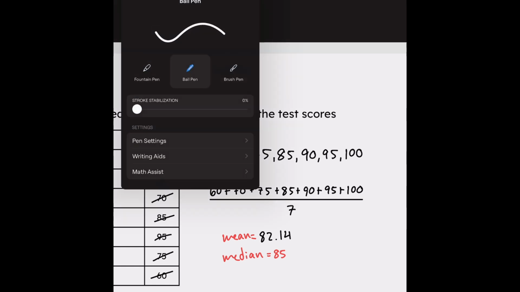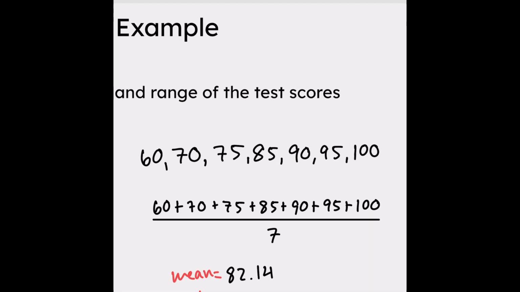And lastly, the range, which remember, is the largest value minus the smallest value. So 100 minus 60 is 40. And so that's the range.